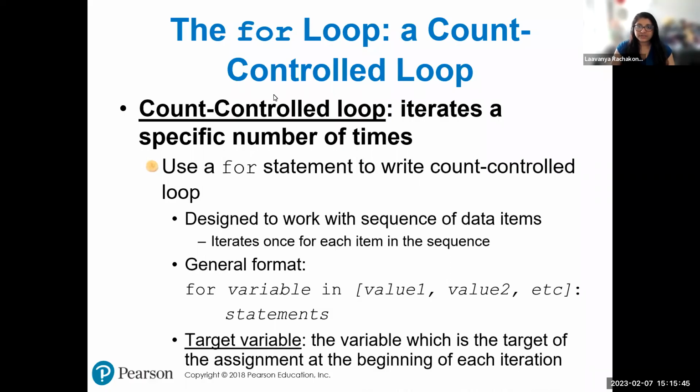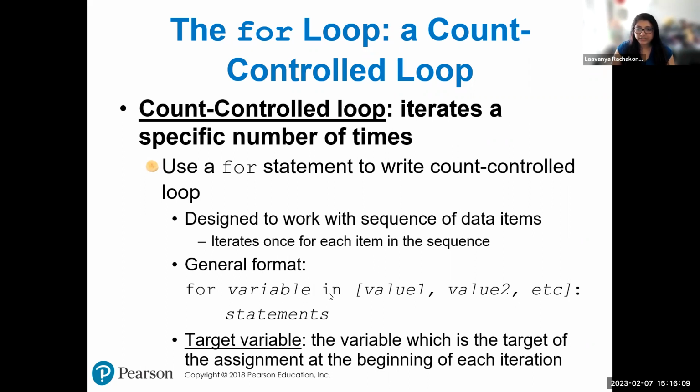Next concept is the for loop. That is basically an example of the count control repetition structures. So a for loop will repeat for a specific number of times, or otherwise, a count control loop will execute or iterate for a specific number of times. For example, in this case, we are using a for loop. So use a for statement to write the count control loop.